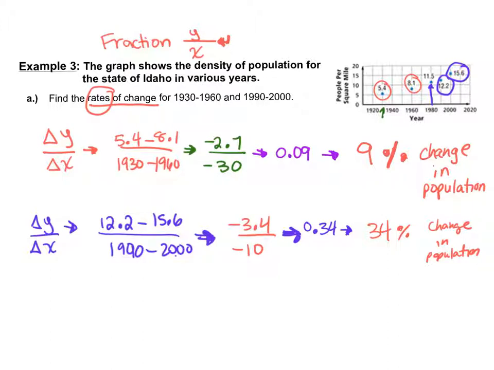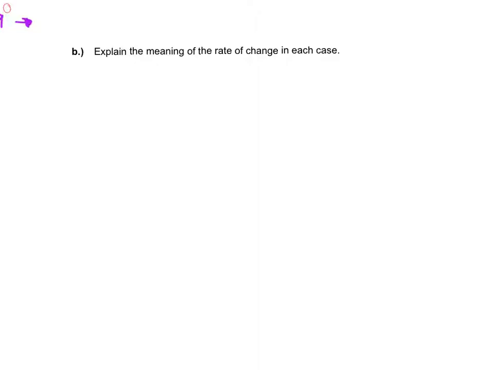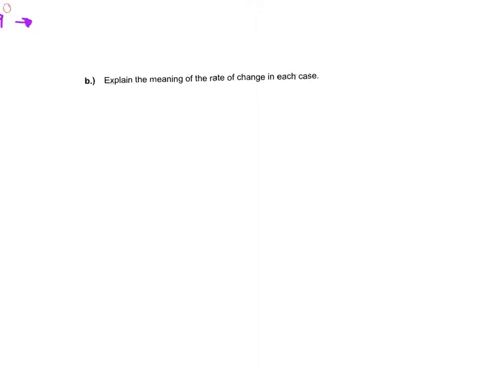So we see that in real-world applications, we can actually use rate of change to figure out how much something is changing within a given amount of time. For the first interval, we know we went up, so this is a 9% increase, as well as for the 12.2 to 15.6, we also went up. So that is also an increase in population. What they would like for us to do now is to explain the meaning of rate of change in each case. That was basically what we explained.